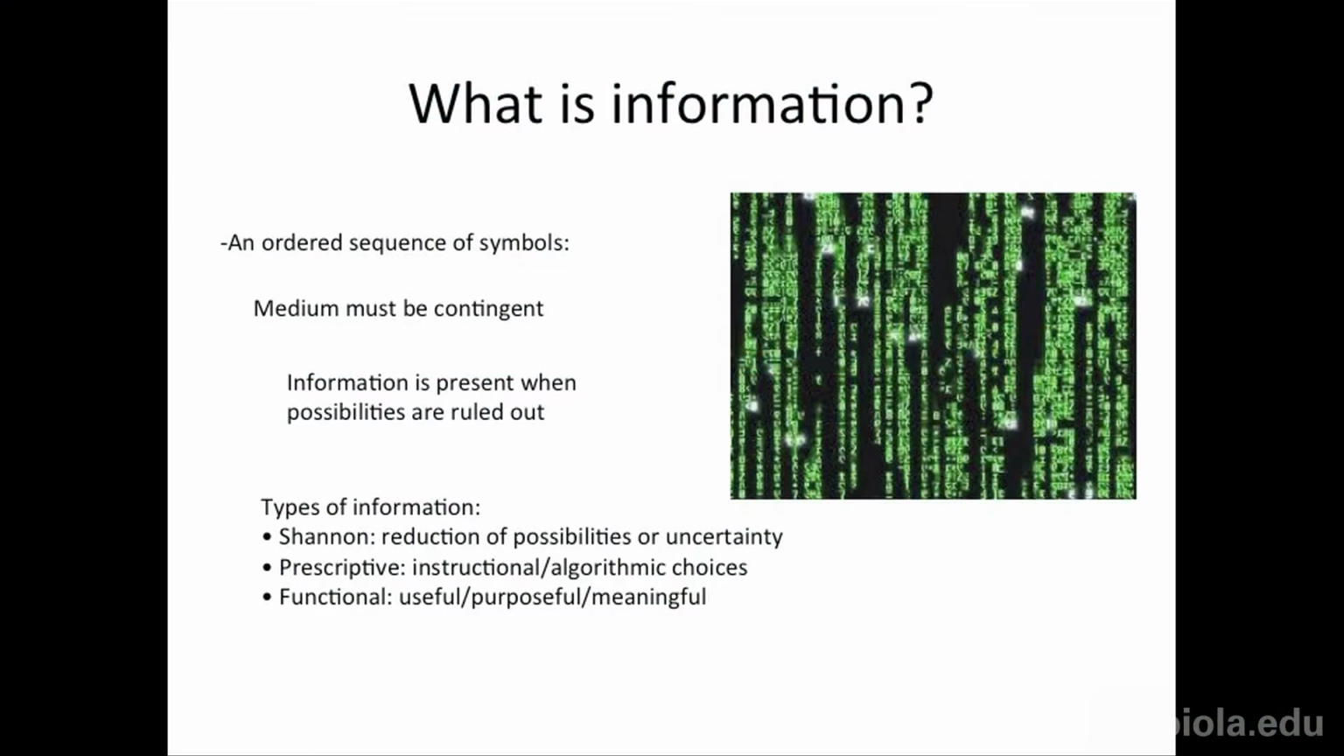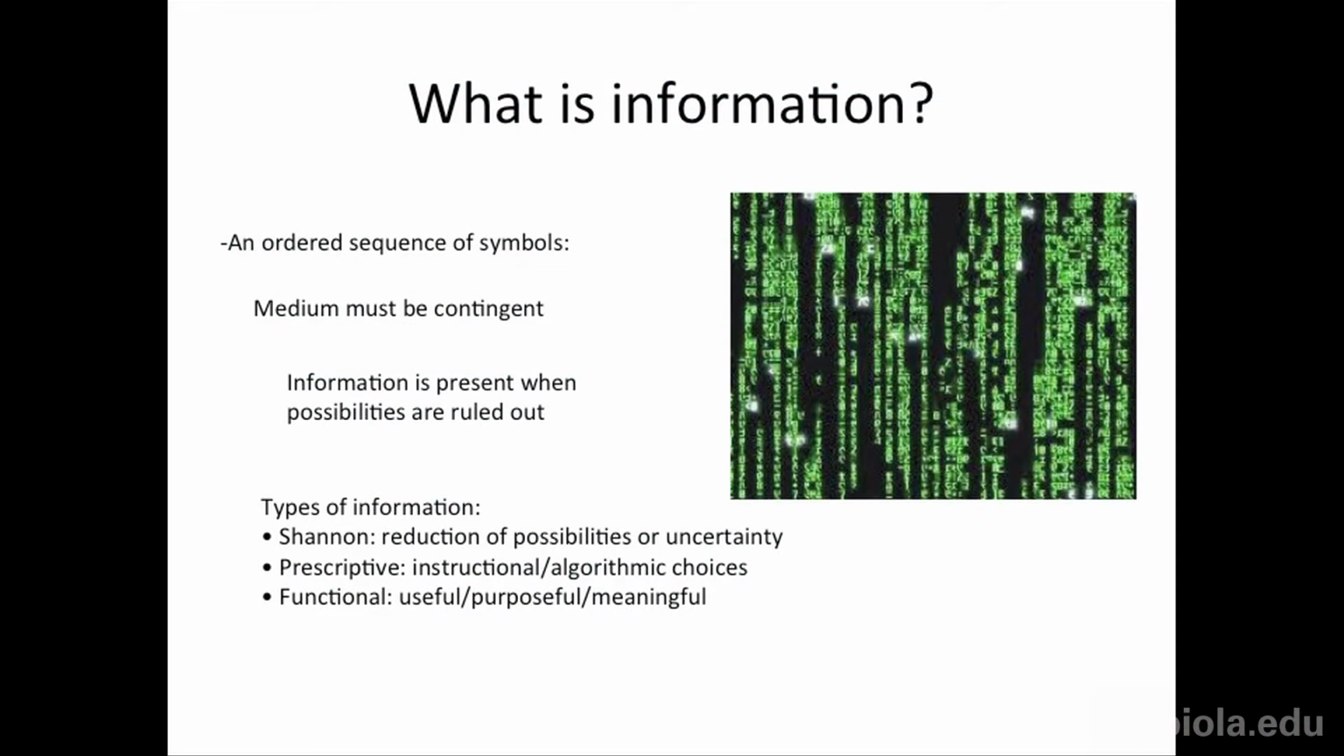But I'm going to put some points to it, okay? So first I want to say, what is information? If we're arguing about whether information can come about by only human coders or by natural processes, we need to get a definition of what we mean when we say information. So information is really any ordered sequence of symbols.